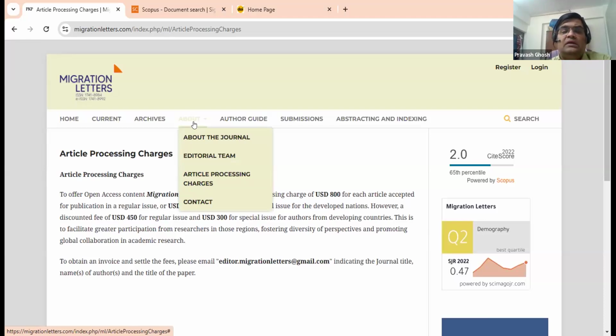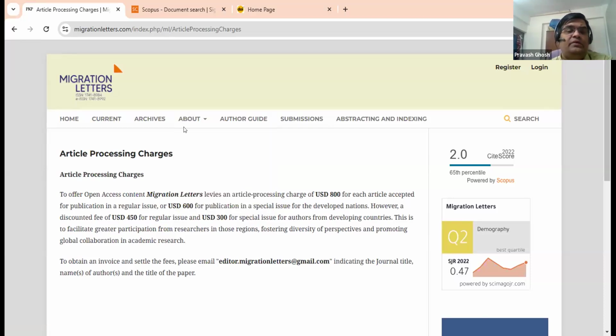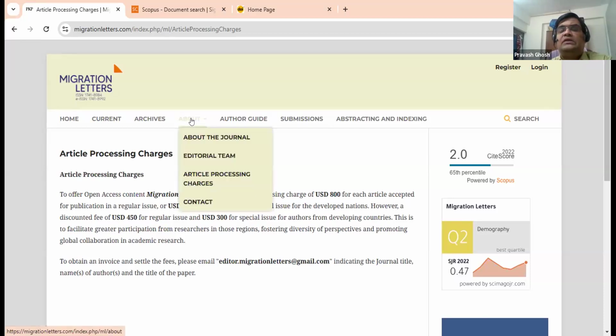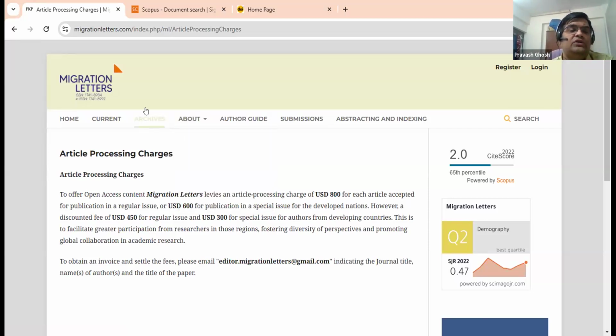I know one Q1 journal where it was written 500, but afterwards they asked me for $1,000. So I withdrew my paper. Okay. Then archives, the most interesting part.